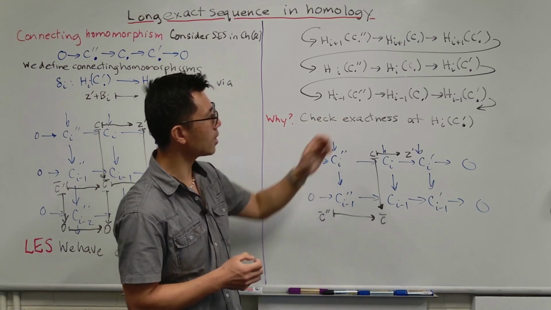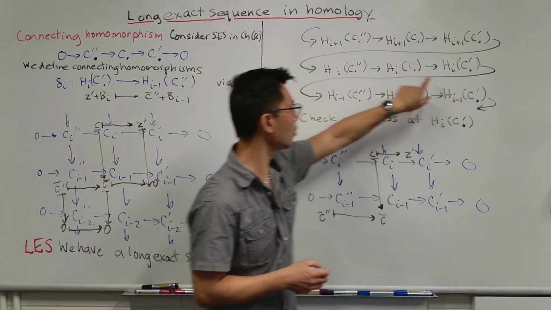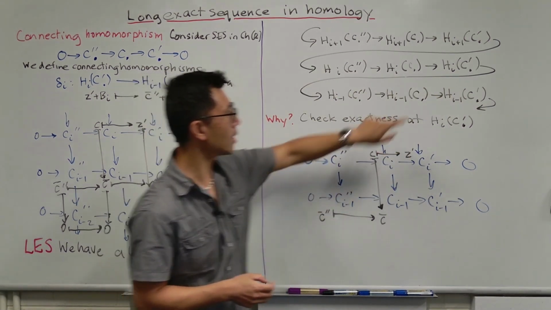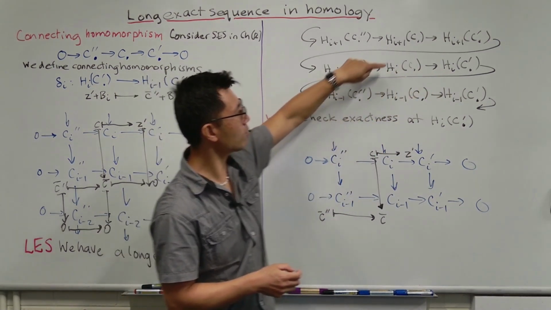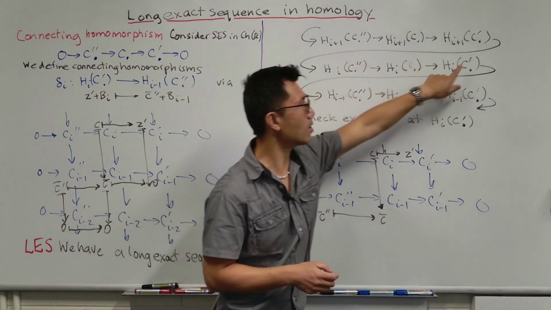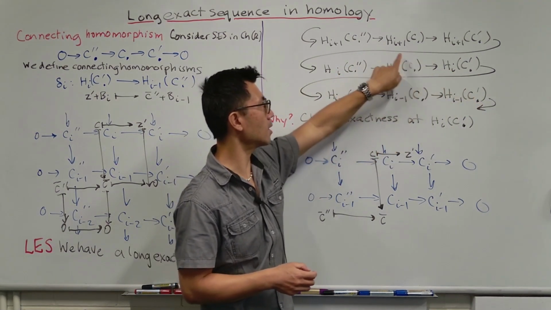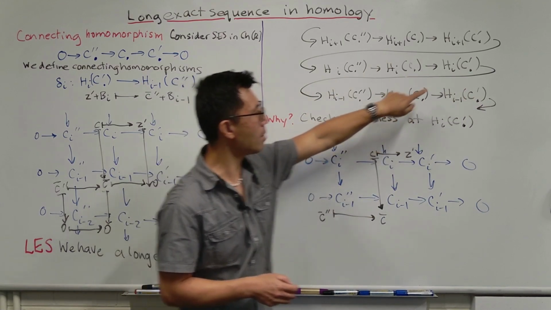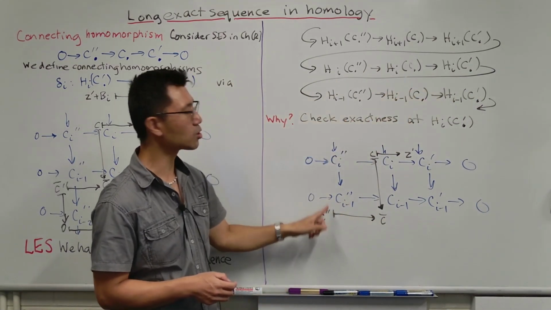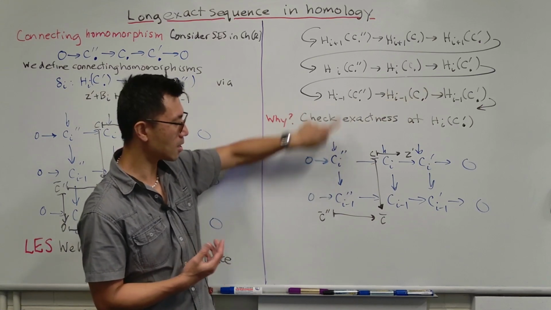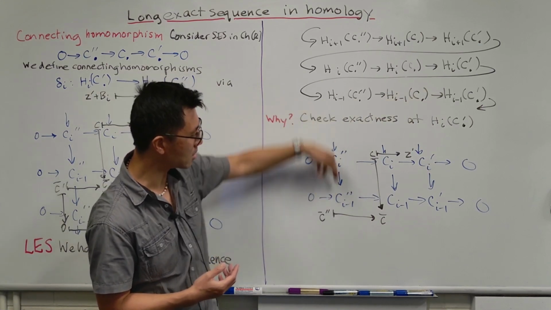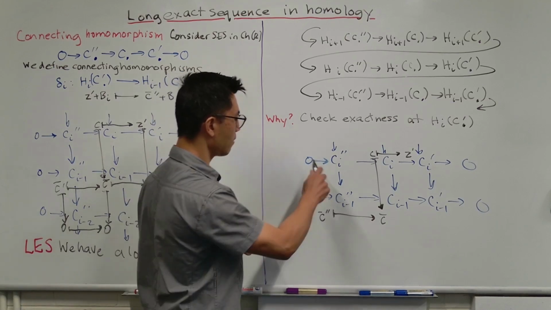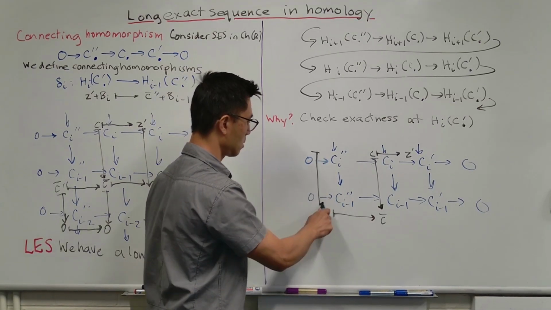So the more interesting thing is that suppose you have something that's in the kernel here. Suppose the Z prime here lands inside the kernel here. How can you show it comes from a cycle in here? Something in the kernel? Okay, so let's do that. Let's suppose you start with the Z prime, and it's going to go towards 0. And what does it mean to be 0 inside here? It means it's a boundary. So it's in the image of the boundary map in the complex. So that means I can lift it up to some C double prime here.